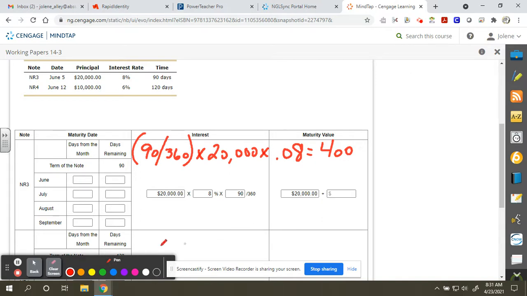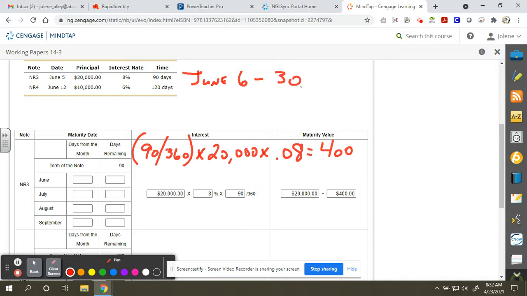So it costs them $400 to borrow this money. That's what that means. Now over here, we have to figure out what day is it due on? What day is this payment they have to have it all paid back to? And you see here that they borrowed it on June 5th. Well, we don't count the 5th. We start with the 6th. All right. So June 6th through the 30th, June has 30 days.